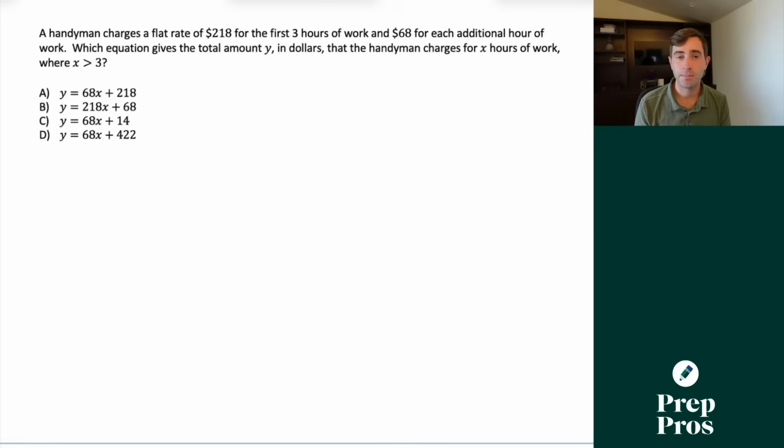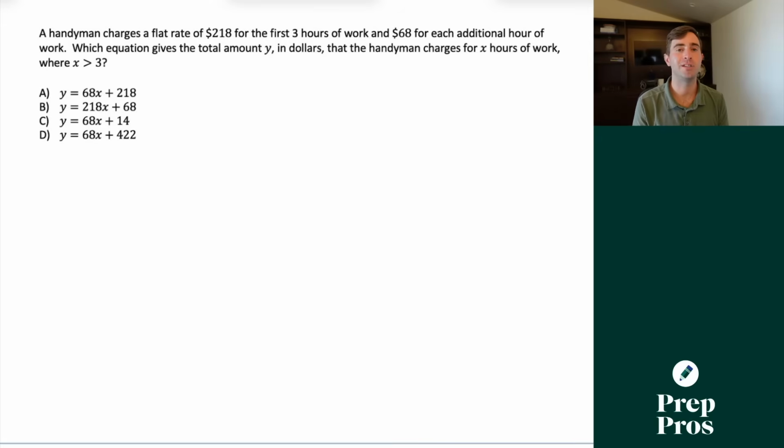Now, the next thing is a bit simpler than some of the other concepts we've gone through, but shows up a lot on the second harder modules, and it's a really good trap question that students consistently miss. The first time students see this type of question, 90% of them miss it, and they miss it confidently. A handyman charges a flat rate of $218 for the first 3 hours of work, and $68 for each additional hour of work. Which equation gives the total amount y in dollars that the handyman charges for x hours of work where x is greater than 3?